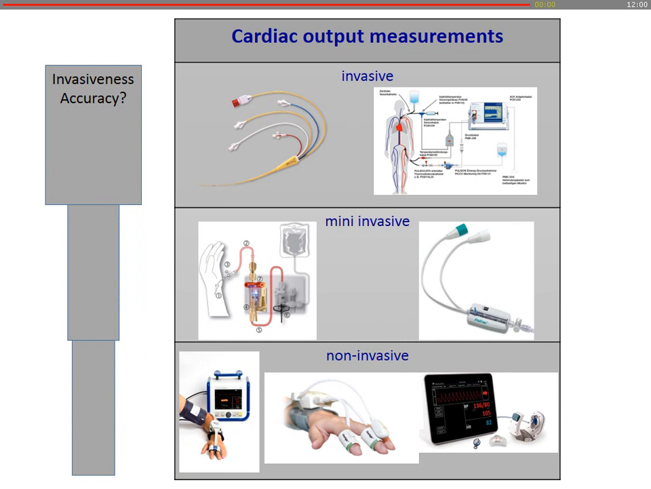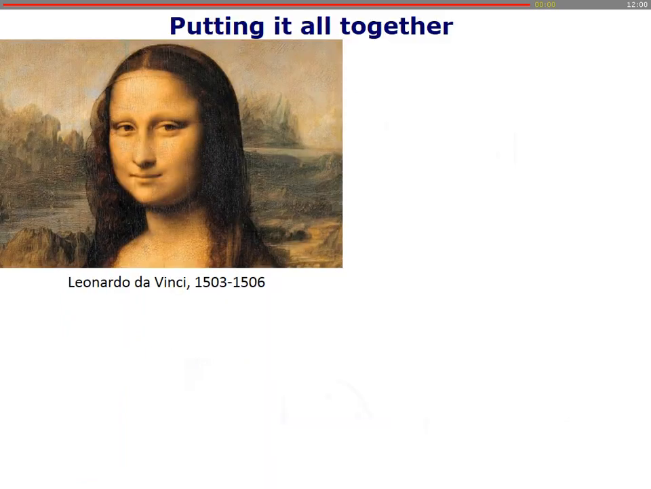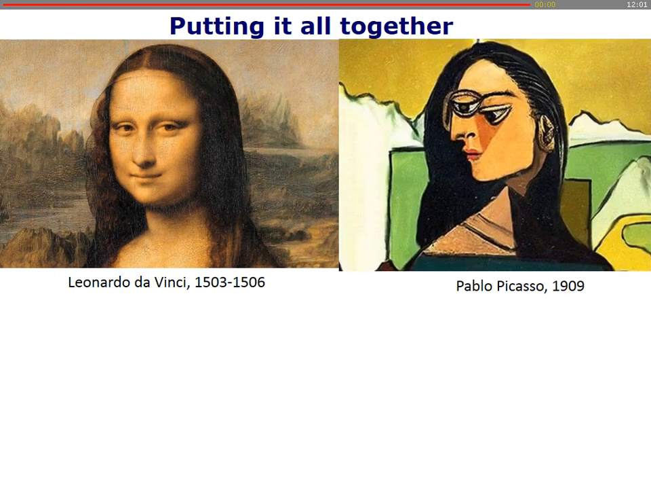And the last slide I would like to present is this one. Everyone knows this picture, right? Who's that? Mona Lisa, very good. Let's say this is the cardiac output, the gold standard cardiac output derived from the Swan-Ganz, right? Now I show you another picture. What is this? It's still Mona Lisa, right?